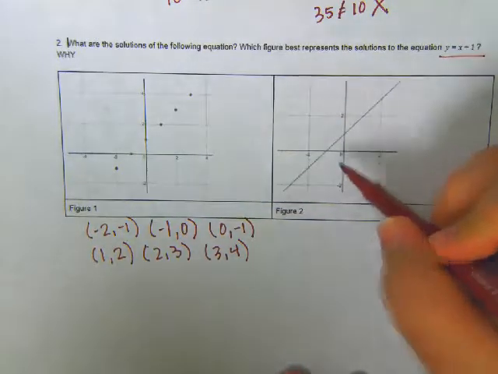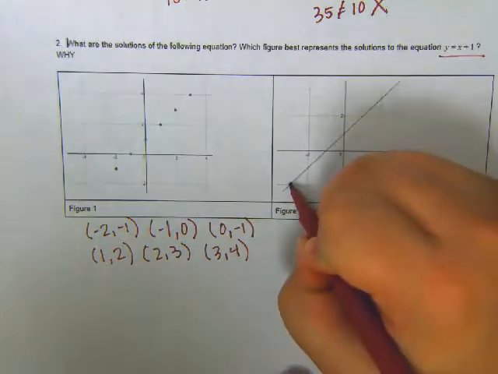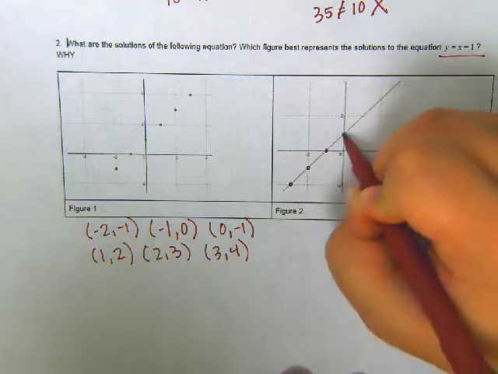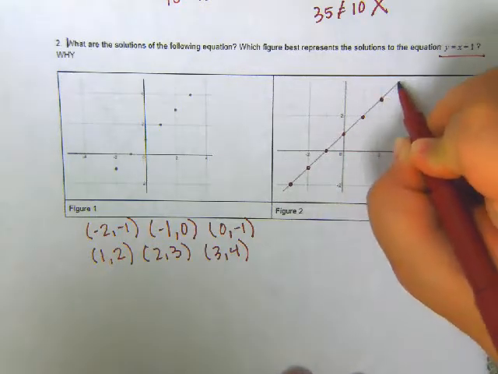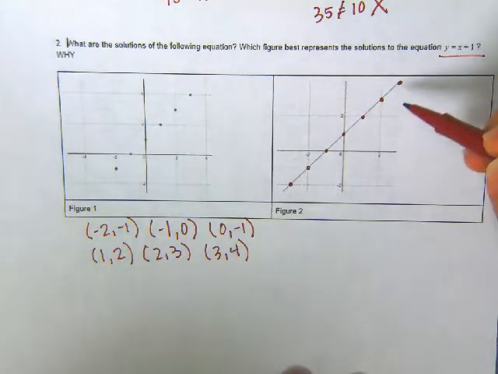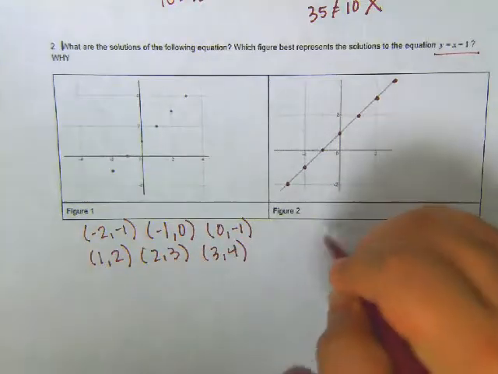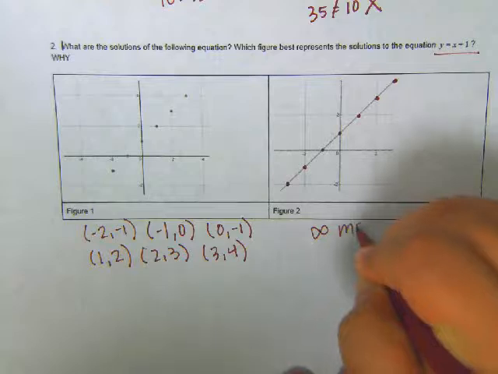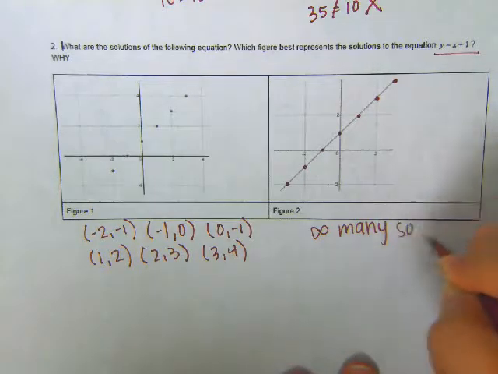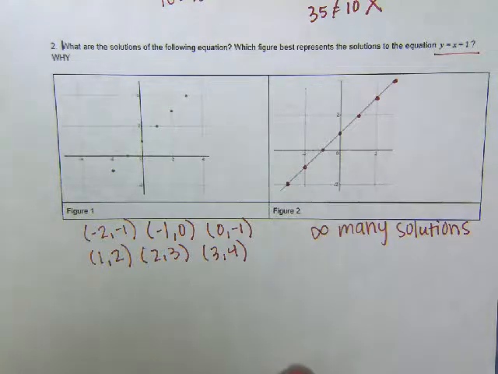Figure 2, we have multiple different points. And the good thing about a line is that it goes on and on forever. So this line has infinitely many solutions because since it goes on forever, we can always find a different point.